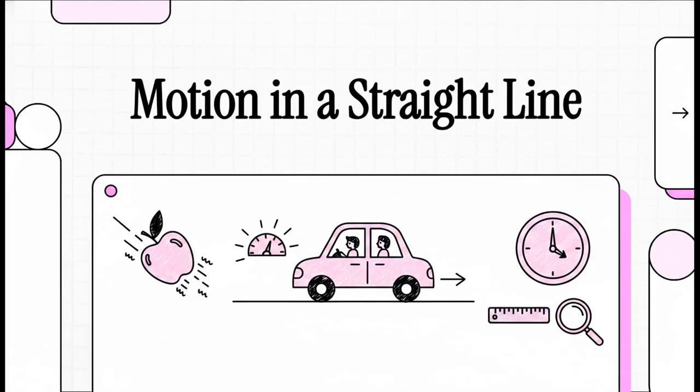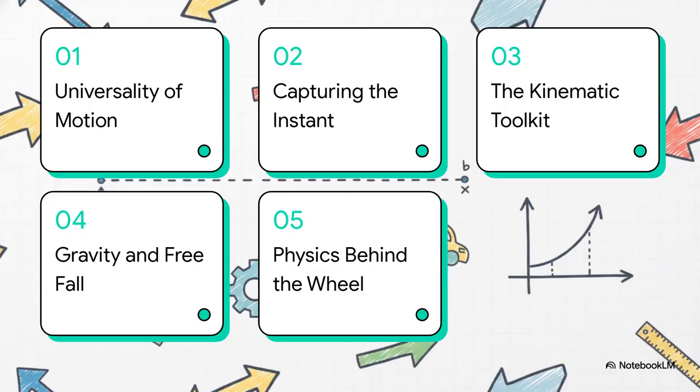Today, we are unpacking this explainer on Chapter 2, Motion in a Straight Line. It's all about the fascinating physics of how things move. So here's our roadmap for the explainer today. We're going from the absolute cosmic scale of the universe right down to the practical, everyday physics of surviving your daily commute. We've got 5 parts: the universality of motion, capturing the instant, the kinematic toolkit, gravity and freefall, and finally, physics behind the wheel.